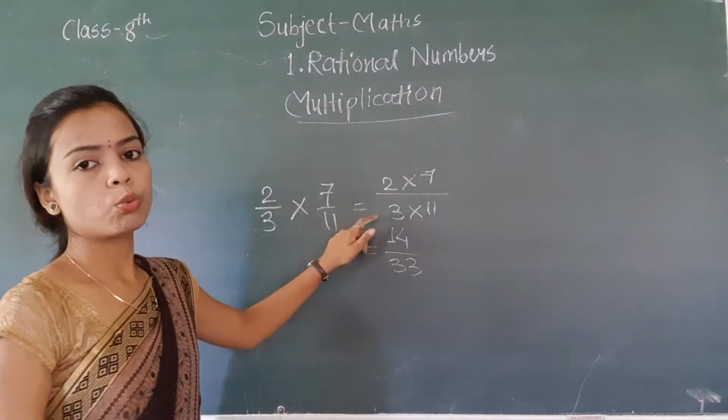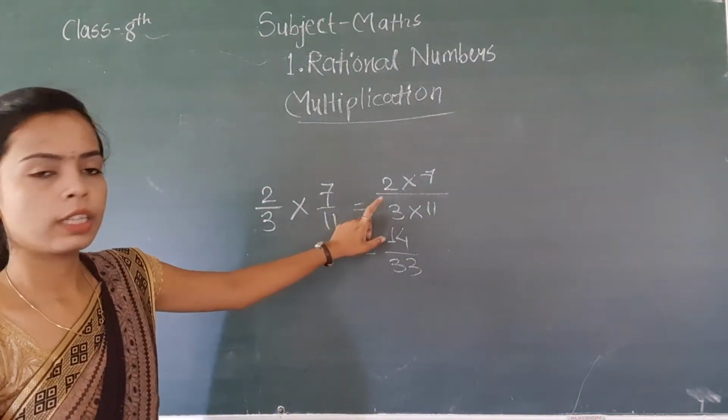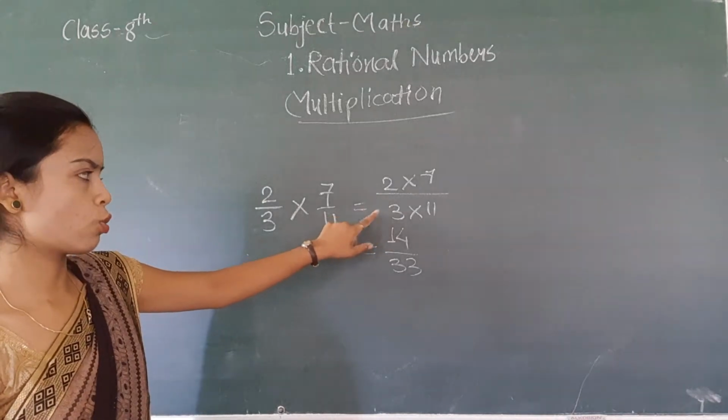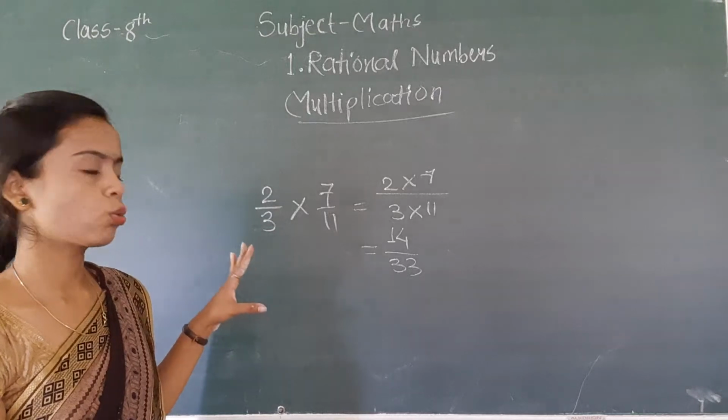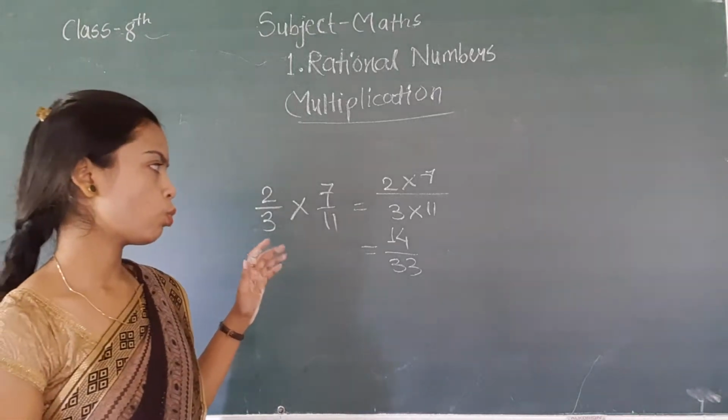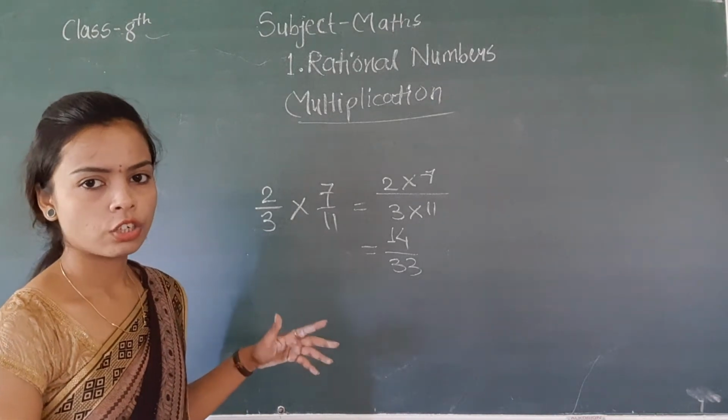We do the cancellation also. In this step we do the cancellation also, but in this example there is no cancellation because there is no common number.